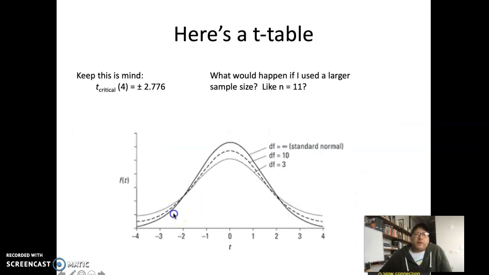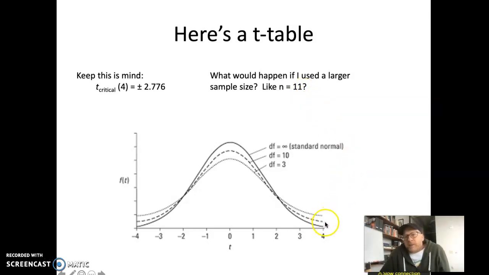Now, we've talked about the law of large numbers and the central limit theorem, so I want you to think about this for a moment. When we had a critical value of 2.776, we found that with 4 degrees of freedom. What do you think would happen if we used a larger sample size, like n of 11?